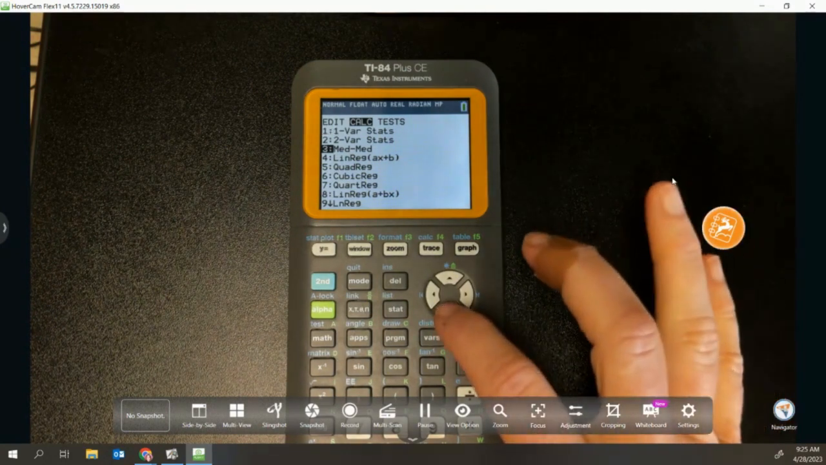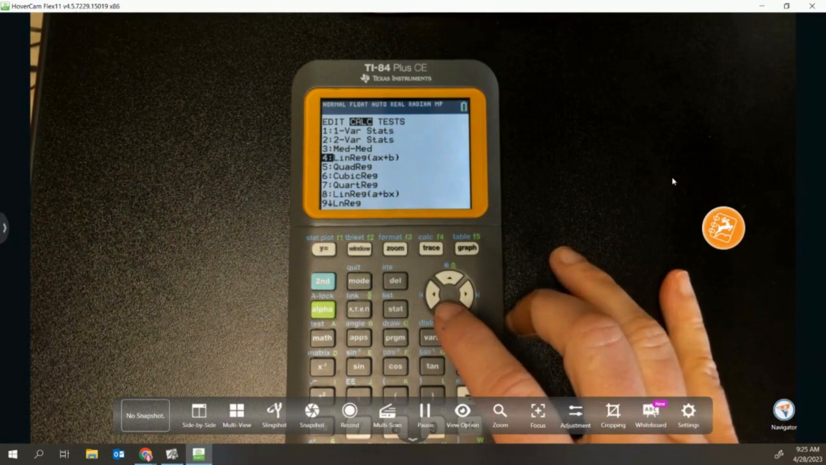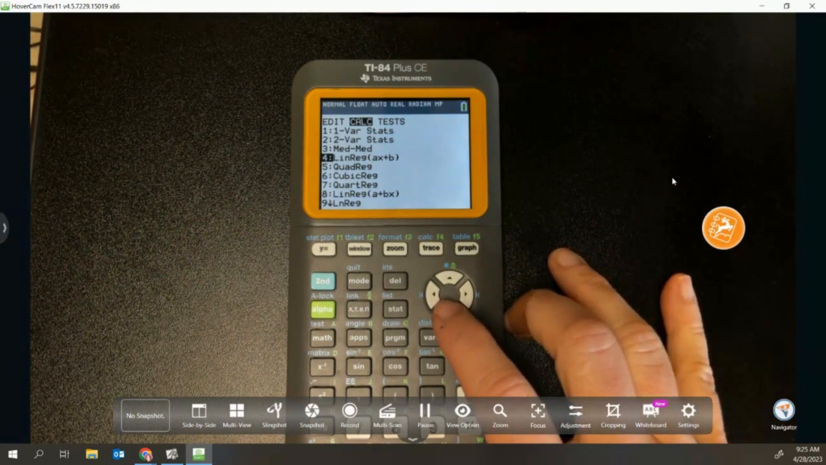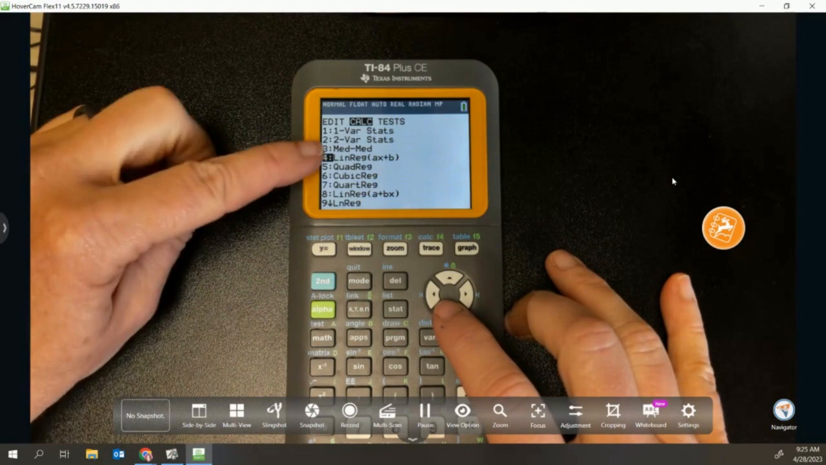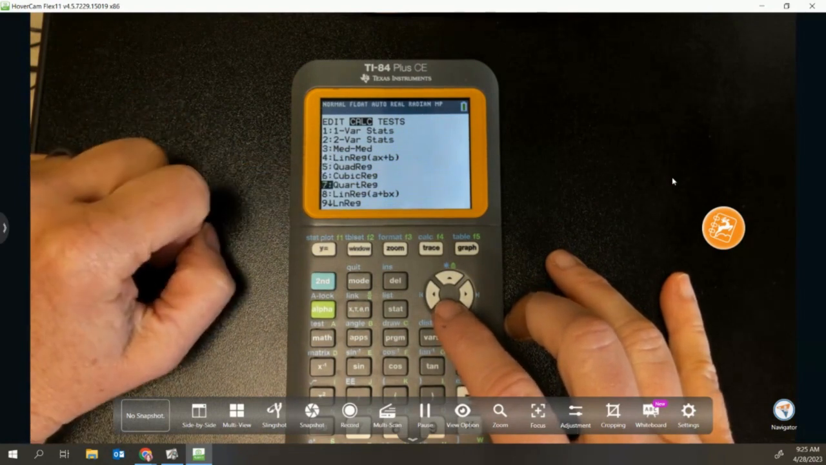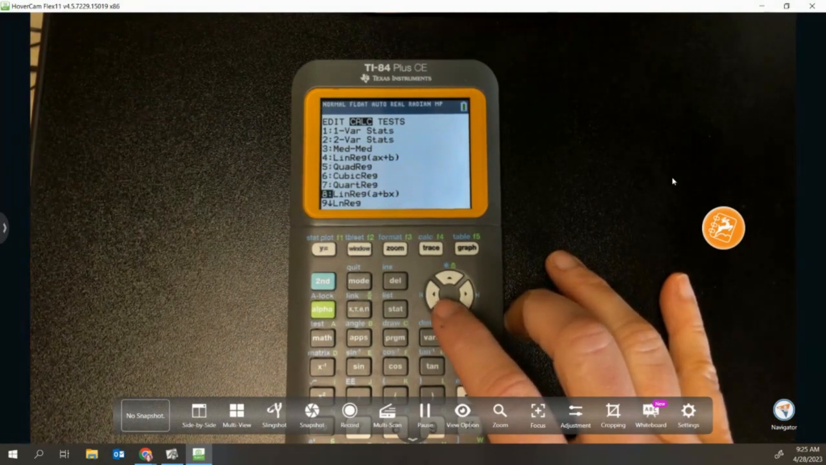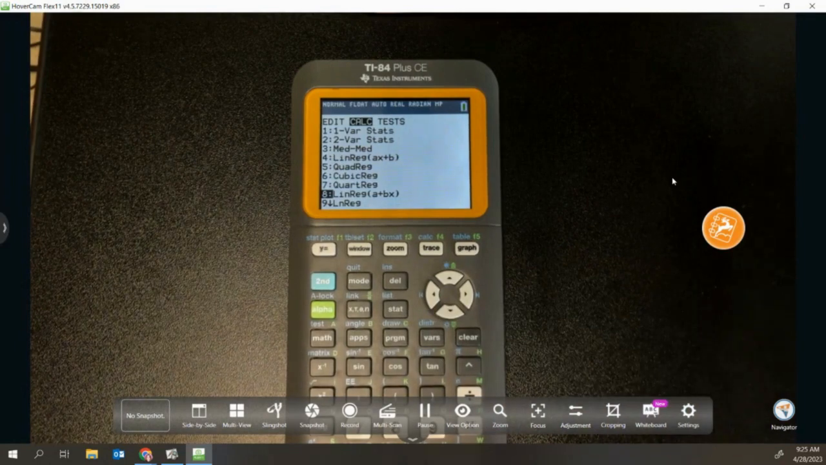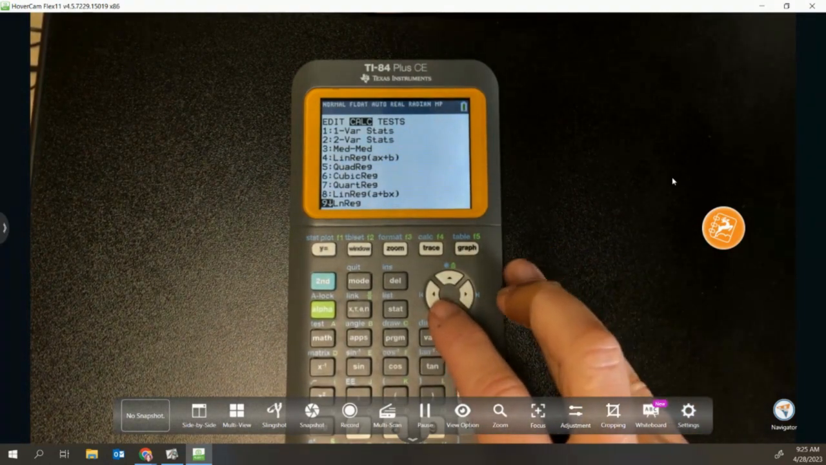So you're going to be looking at these options down here. Any of the ones that say REG, reg, that's regression. So we have a lin reg, a quad reg, a cubic reg, a quart reg. Lin reg, this is backwards, so that would be an inverse linear. LN, wait a second. We've seen LN. What is that?